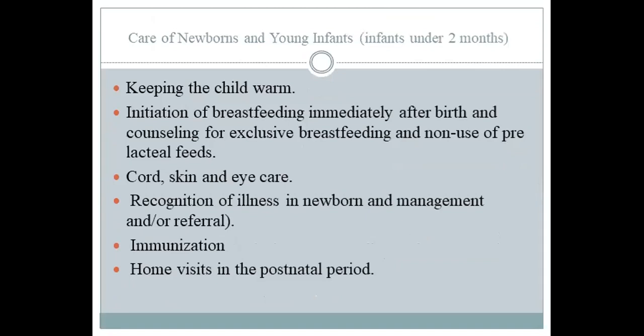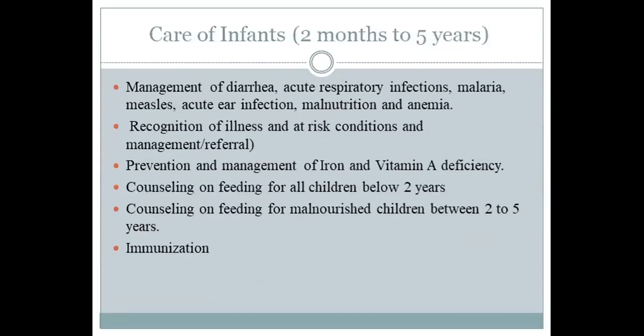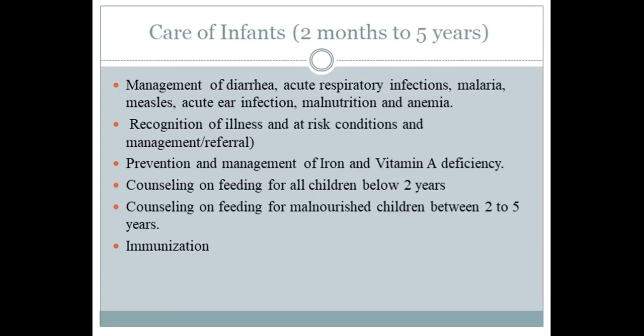Care of newborns and infants under 2 months: keeping the child warm, initiation of breastfeeding immediately after birth, counseling for exclusive breastfeeding and non-use of pre-lacteal feeds, cord, skin, and eye care, recognition and management of illness in the newborn, immunization, and home visits in the postnatal period. Care of infants from 2 months to 5 years: management of diarrhea, acute respiratory tract infection, malaria, measles, acute ear infection, malnutrition, and anemia, recognition of illness and at-risk children, management and referral, prevention and management of iron and vitamin A deficiency, counseling on feeding for all children below 2 years, counseling on feeding for malnourished children between 2 to 5 years of age, and immunization.